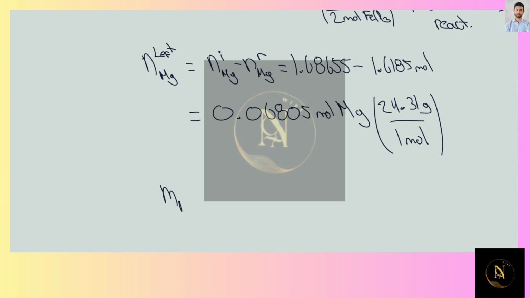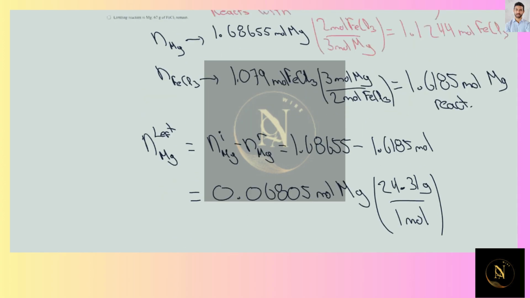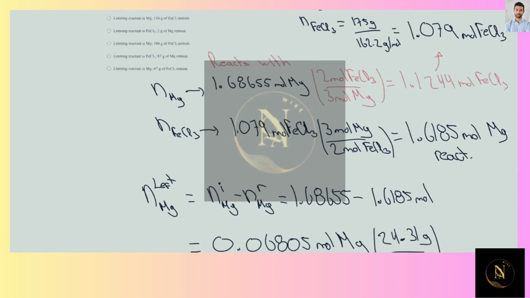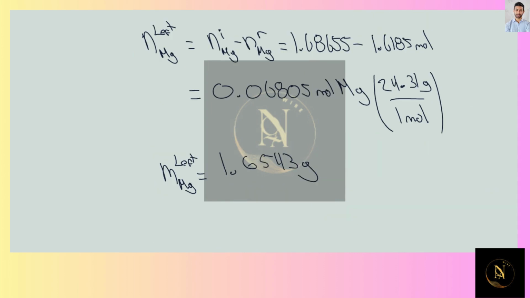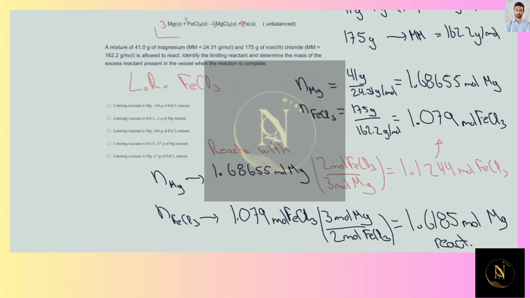To a mass of magnesium left equal to 1.6543 grams. So in our answers over here, in this case we need to round this up to 2 grams. So the final result is going to be, the limiting reagent is going to be iron chloride, and we're going to have 2 grams of magnesium left after the reaction happened.